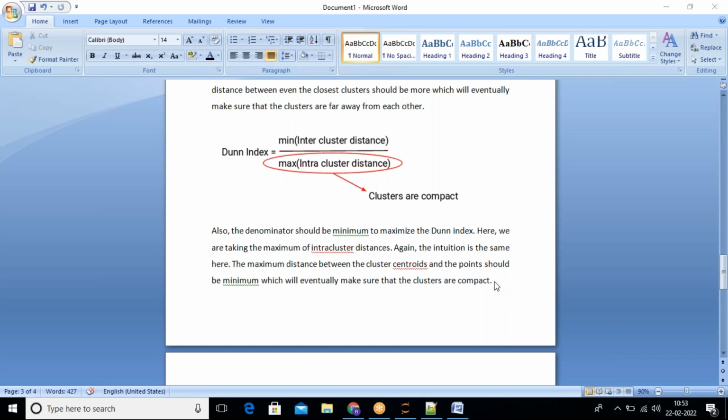Clear? Is it clear? If the theory is clear, then I will go to the coding part today. Okay, very good. Now let me start the coding part. I will give you all this.